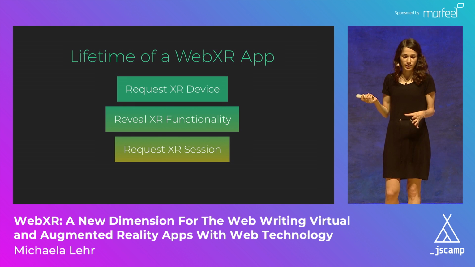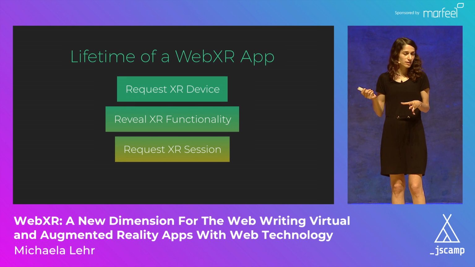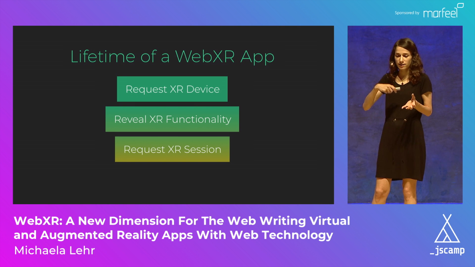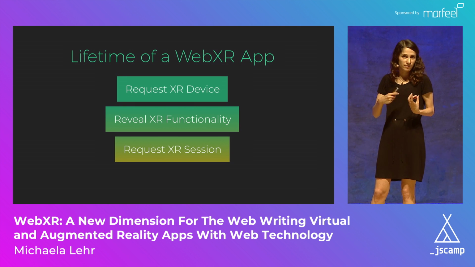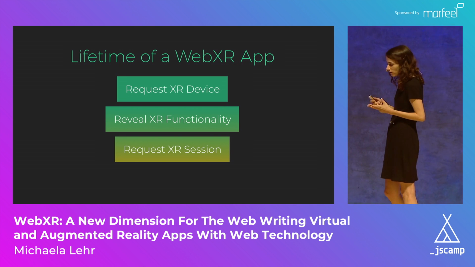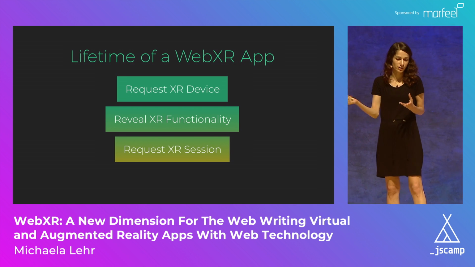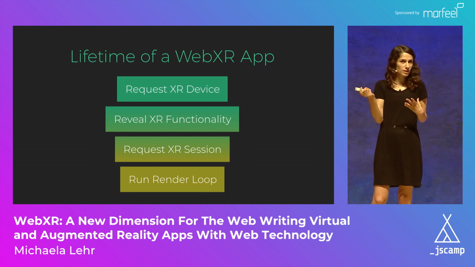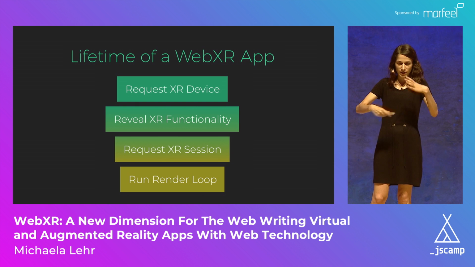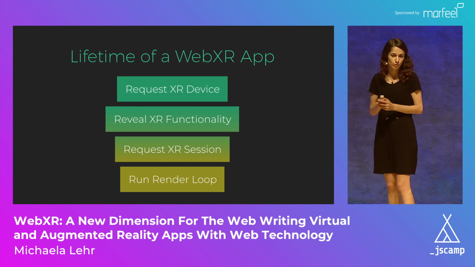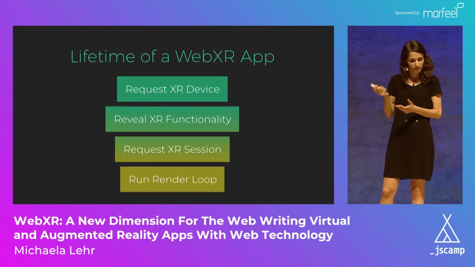And then, when the user clicks the button, we have to request a so-called XR session from the device. Only within the XR session, we get the device's tracking information, information about orientation and position, and can render images to the device. And last, we can start the render loop, which then renders images to the device, hopefully at a frame rate of more than 60 frames per second.